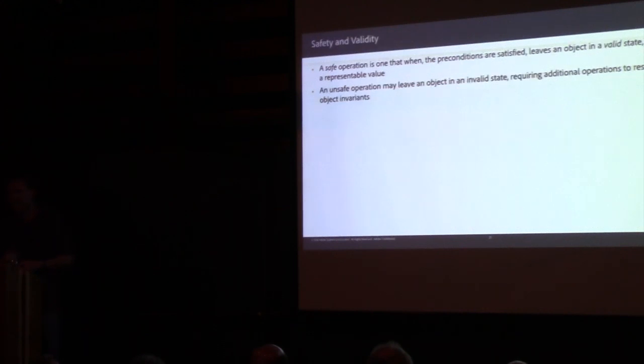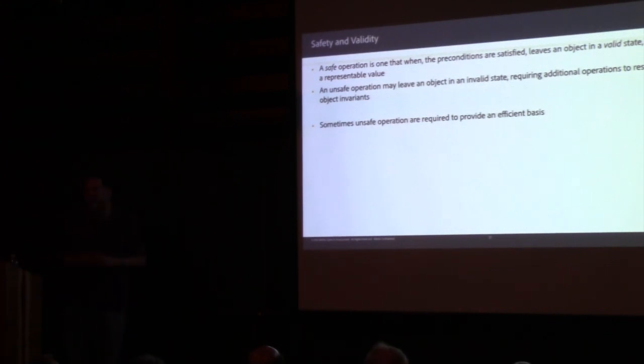And I want to define unsafe. Safety and validity. A safe operation is one that, when the preconditions are satisfied, leaves an object in a valid state containing a representable value. That's what a safe operation is. An unsafe operation may leave an object in an invalid state, violating the object's invariants, requiring additional operations to restore them. Now, a lot of people think that unsafe operations have to somehow be encapsulated inside the class. They can't leak out. But there's no reason why you can't have public unsafe operations. In fact, sometimes unsafe operations are required to provide an efficient basis.